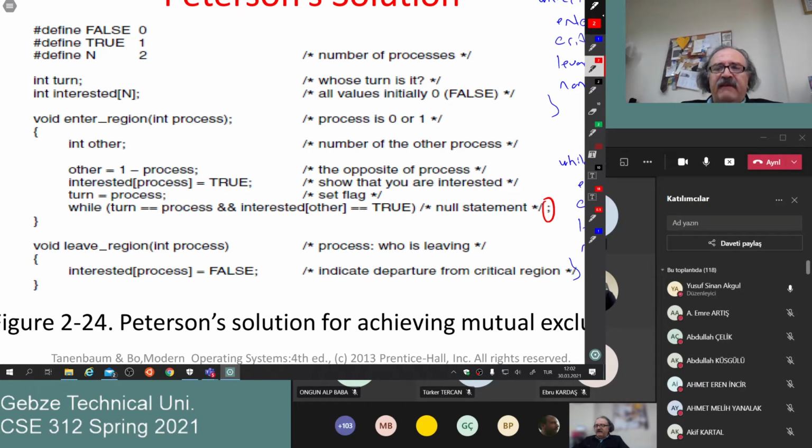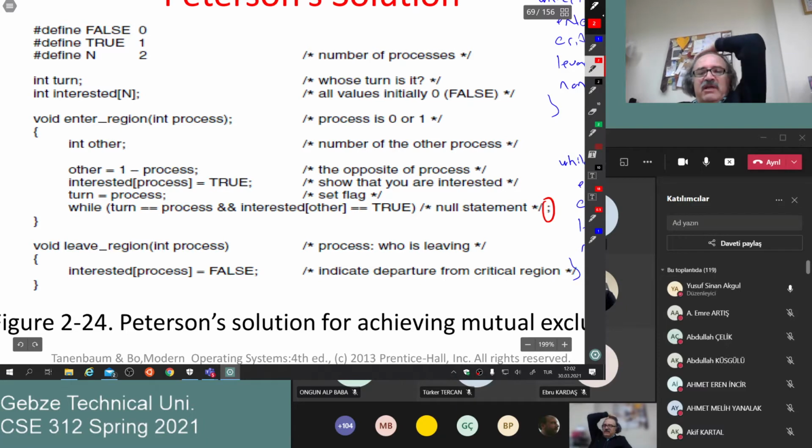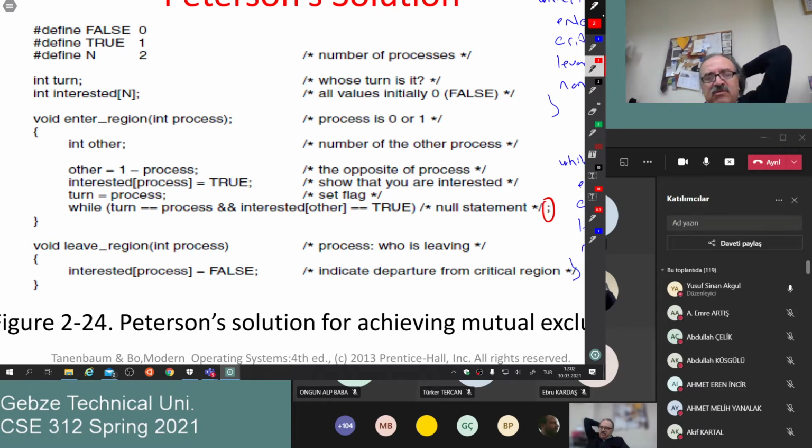Okay, I am trying to enter the critical region because turn is the same as process, and the other one is interested in the critical region. So I will wait because the other one needs the same critical region too. The problem here is: what if the other process is running exactly the same thing? The other process is going to wait until infinity. Both of them are waiting for each other. That's going to be a problem, but that's not going to happen.